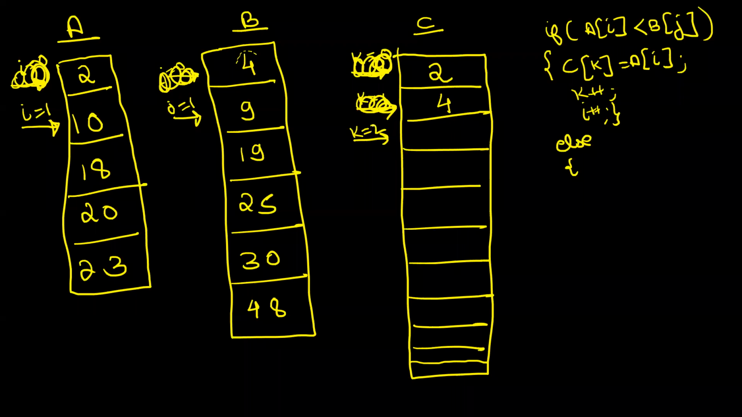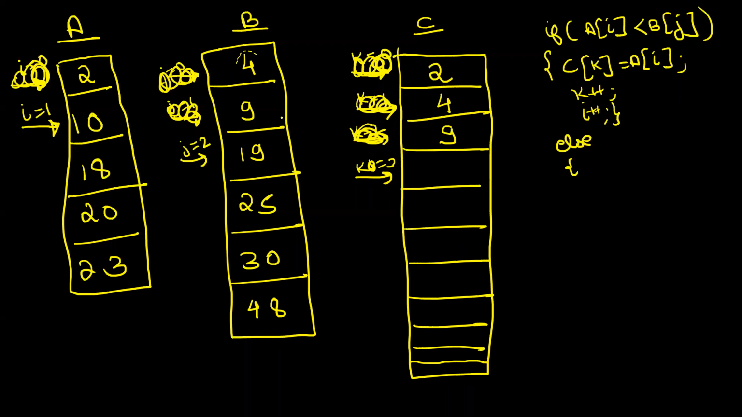I write 9 here. I do a K plus plus, go to the next position in array C. The value of K will be 3. And then I will do a J plus plus. The value of J becomes 2. Now again, I and J are both valid indexes. So both the arrays have a number to offer. So again, do a comparison. Is A of I less than B of J? Yes. So this time I will take the number from array A.